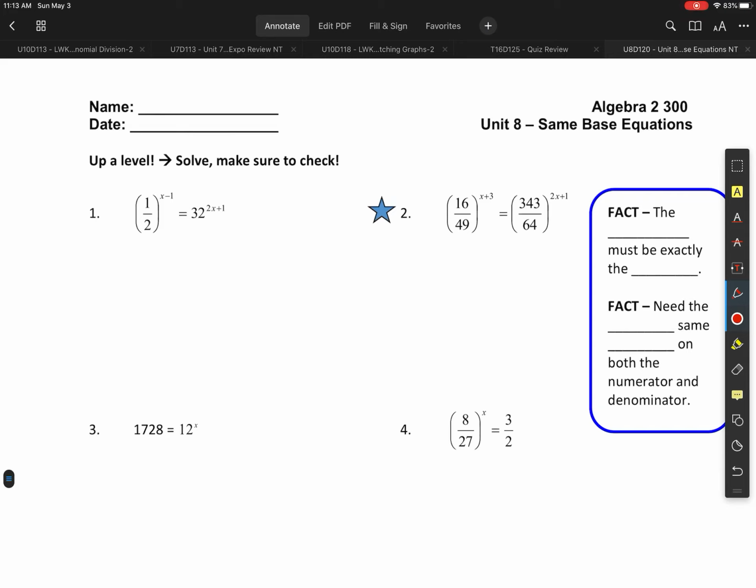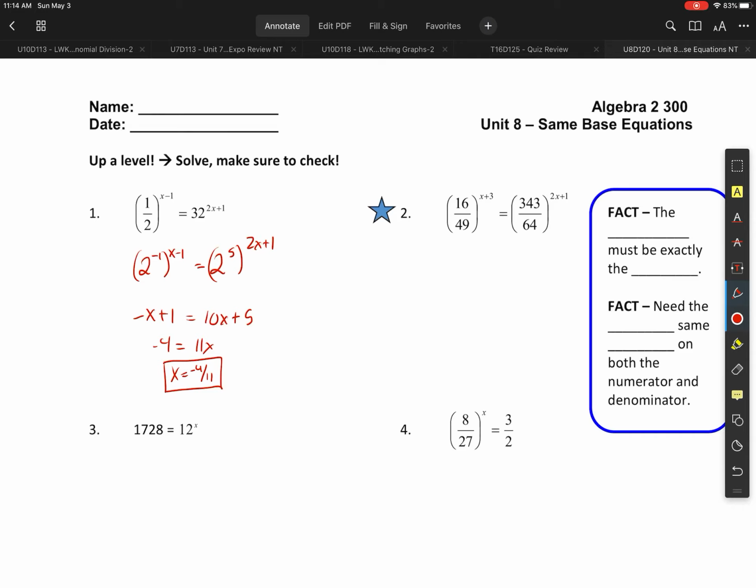All right, taking things up a level here. We got the fraction. So, you know what? I'm going to make this 2 to the negative 1, to the x minus 1, equals 5 to the 2x plus 1. Negative x plus 1 equals 10x plus 5. This gives me, subtract, negative 4 equals 11x. X equals negative 4 over 11. We plug in, we check, it does work.